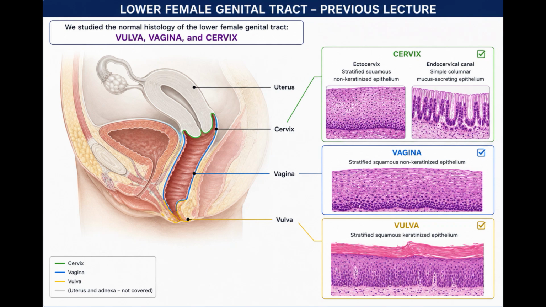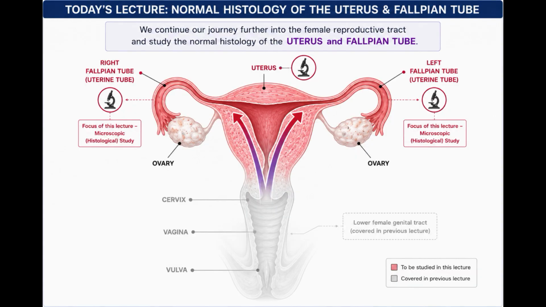In the previous lecture, we studied the normal histology of the lower female genital tract, including the vulva, vagina, and cervix. In this lecture, we'll continue our journey further into the female reproductive tract and study the normal histology of the uterus and the fallopian tube.